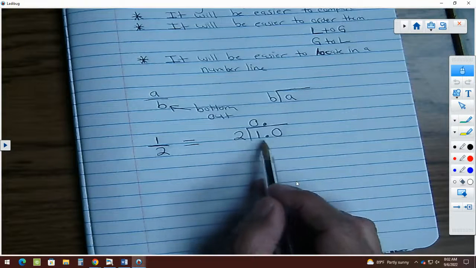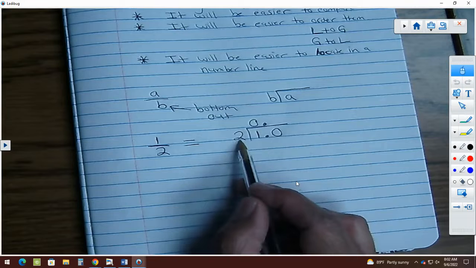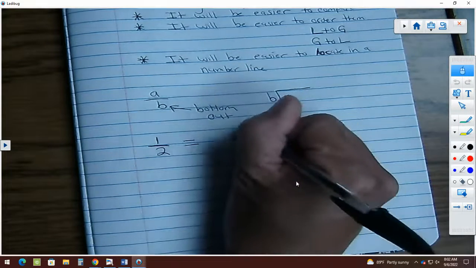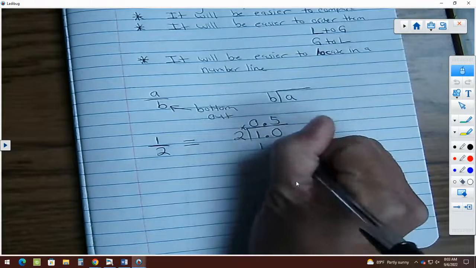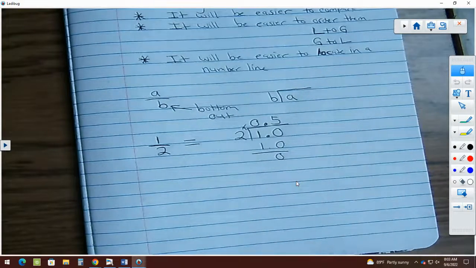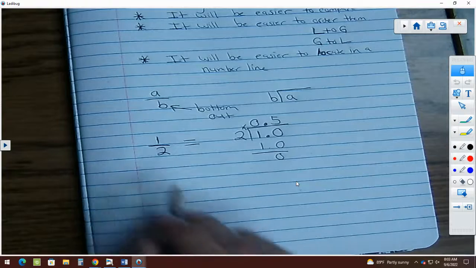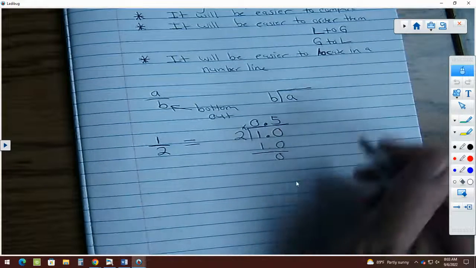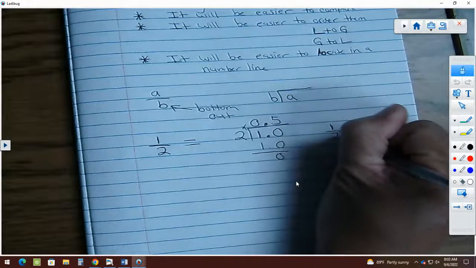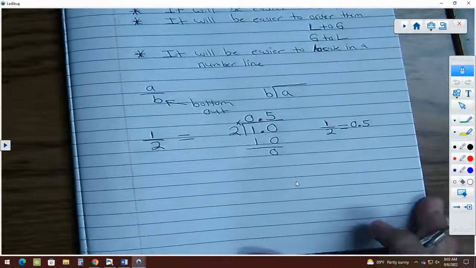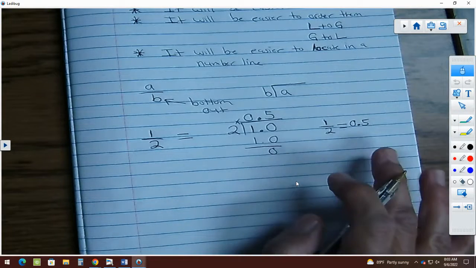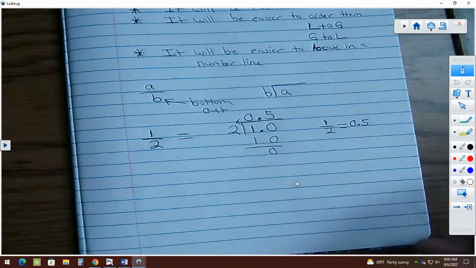Okay? Now, 10, is that enough for 2? Yeah. 2 times what? 5 is 10. There it is. Now I know that 1/2 equals 0.5. So I can go over here and say 1/2 equals 0.5. But Mr. Rivera likes money.